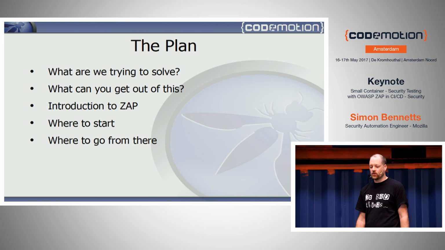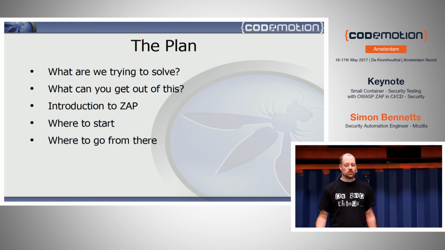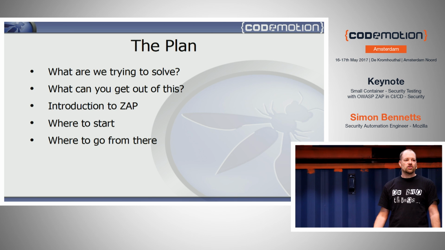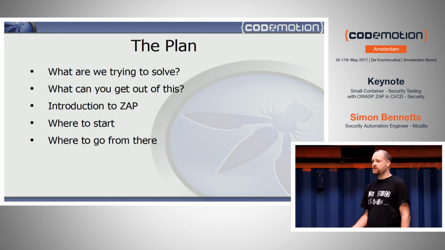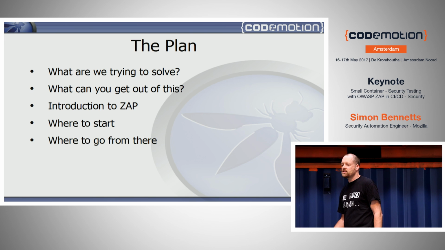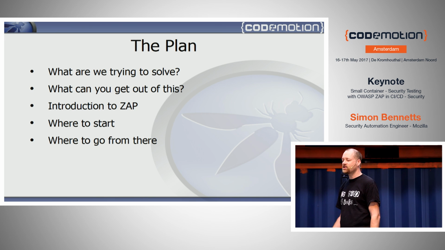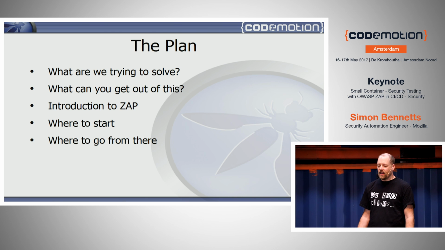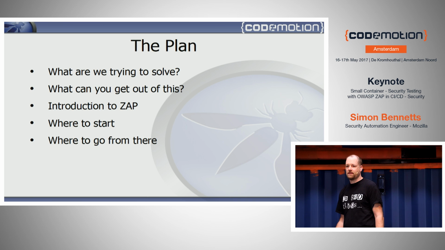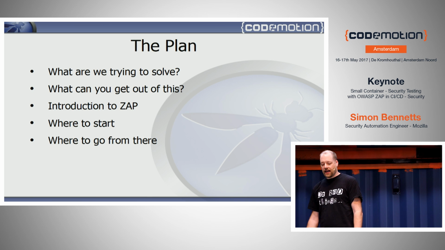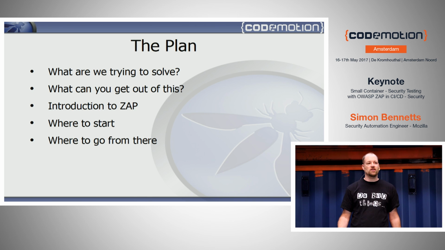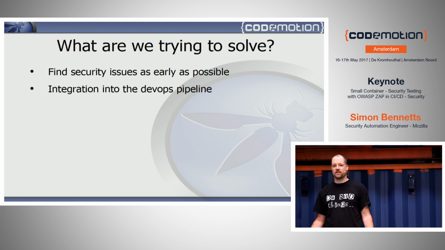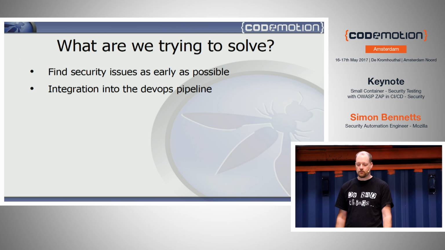So the plan for this talk is we'll talk about the problems we're trying to solve, and in particular, the problems we're not trying to solve. I'm going to try and make sure you can get something out of this, something that you can go and use immediately, because I know that security testing is non-trivial, it's kind of tricky, and there are a lot of gotchas. I'm going to give you an introduction to ZAP, because most of you here haven't heard of it, and I'm going to go to where to start, something you can take away and use straight away once you get back, and then we're going to go on to where you can go from there.